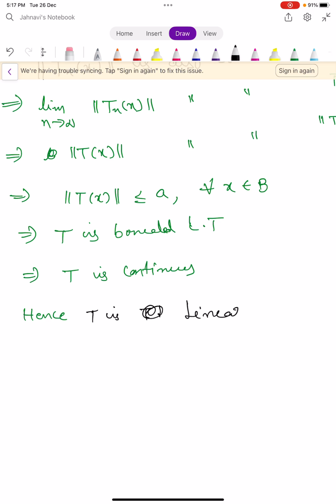Linear transformation, as well as it is continuous also. This completes the solution of this problem.